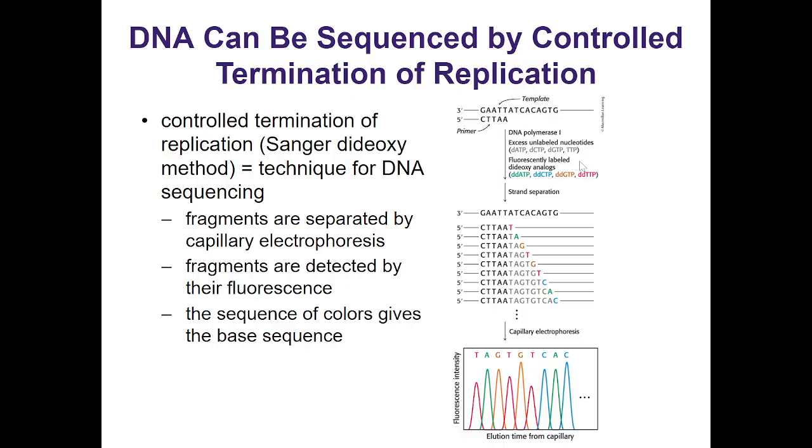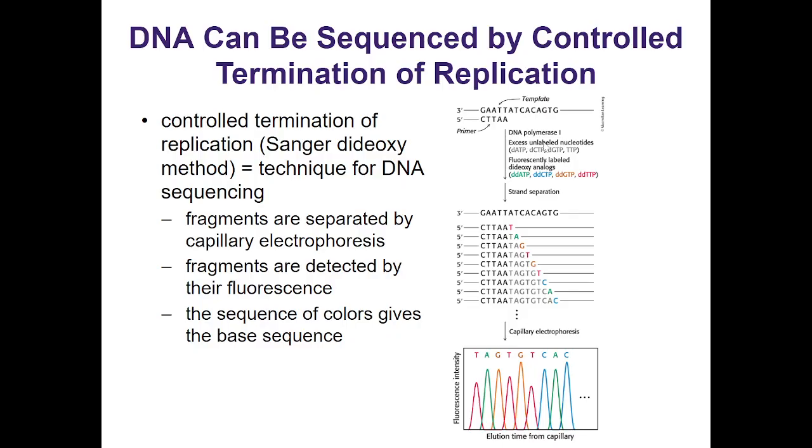We're then going to add fluorescently labeled dideoxy analogs. This is why that's more revealing. They're dideoxy. Two oxygens removed instead of one oxygen removed, right? So instead of deoxyribonucleic acid, dideoxy. Okay? This also is one of the reasons why this excess is important.